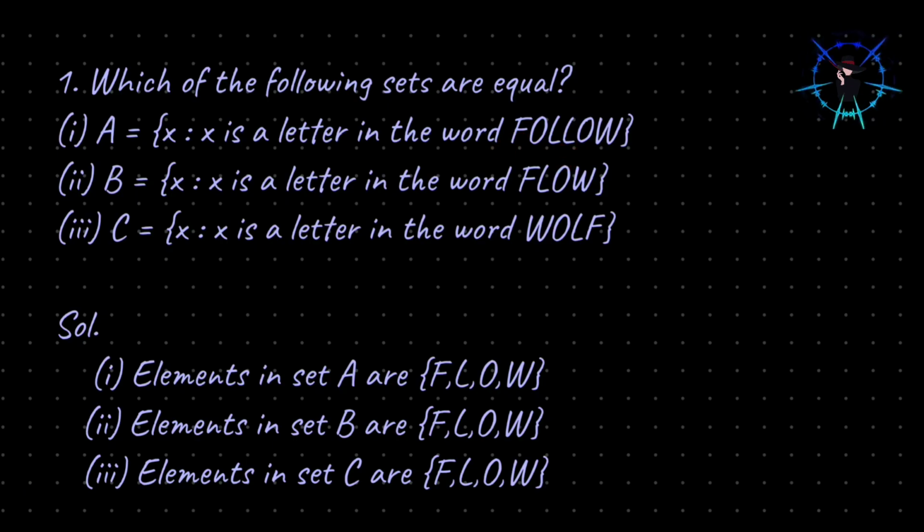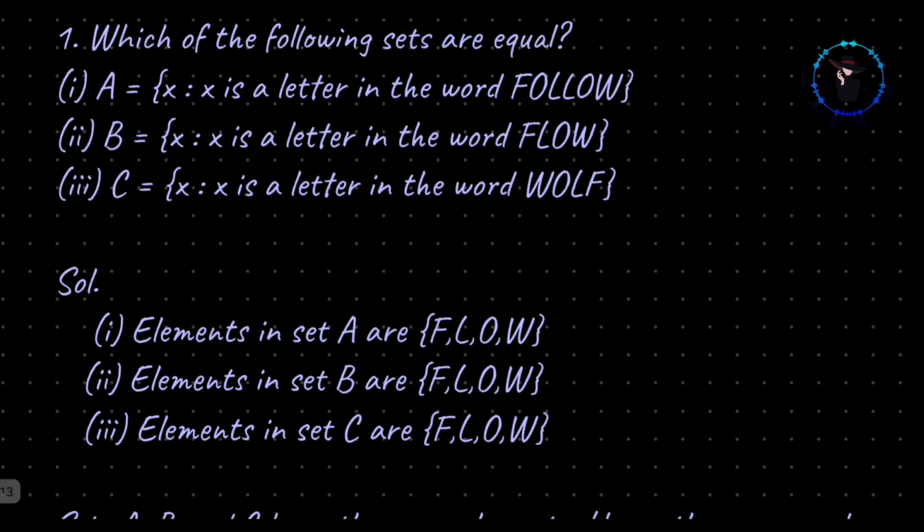But we know that a set needs to contain distinct elements, right? No element can be repeated. So we will remove this one L. So what are the letters we have? F, L, O, W. Similarly, in B we have F, L, O, W, right? In C we have F, L, O, W in the form of WOLF. So all these three sets have the same elements. They are equal sets.